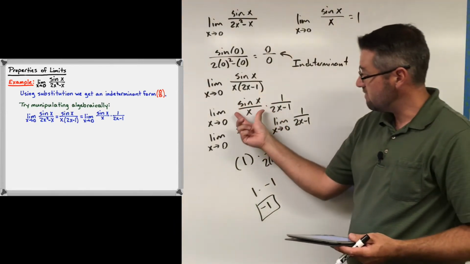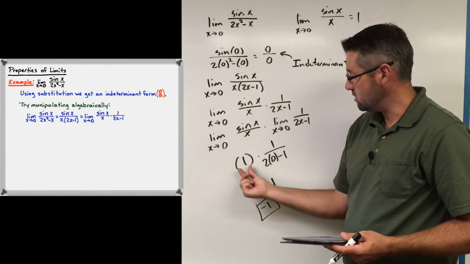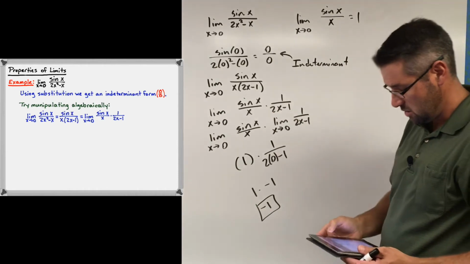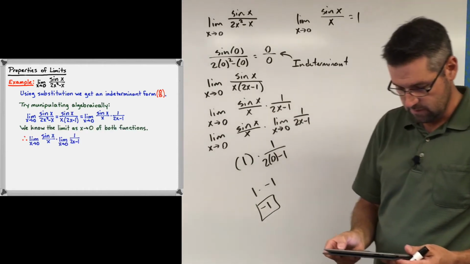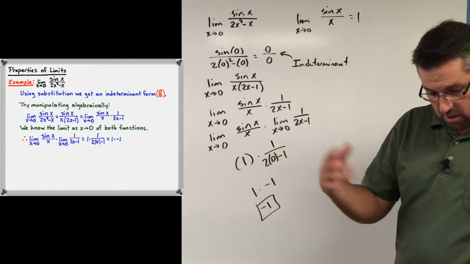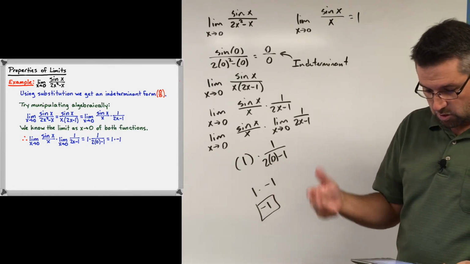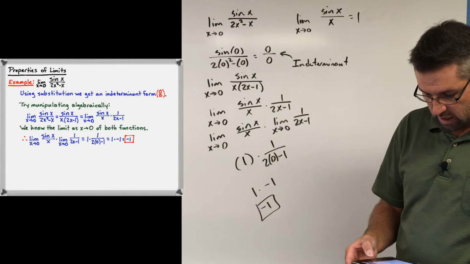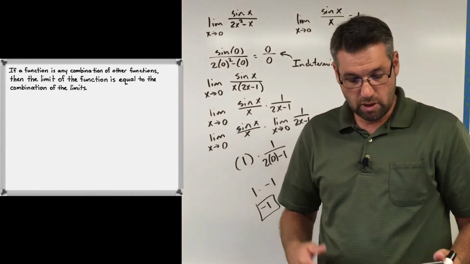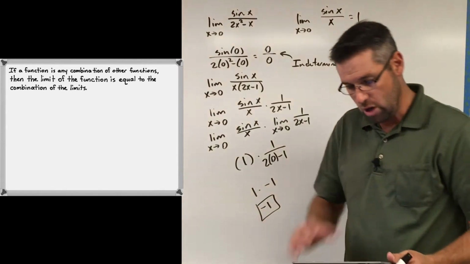Since I knew the limit of this guy as x approaches 0, I can just replace that with that value. And then I can figure out this limit by just substituting 0 in, okay? And you can see that, try manipulating algebraically. We know the limit as x approaches 0 of both of these functions, and so the end result is negative 1, okay? All right. And this is kind of the crux of the whole point.